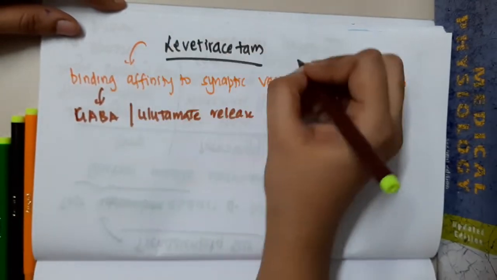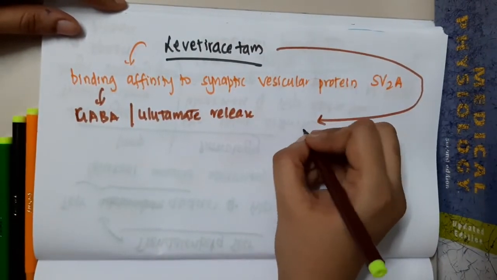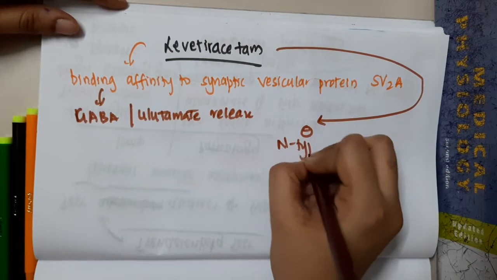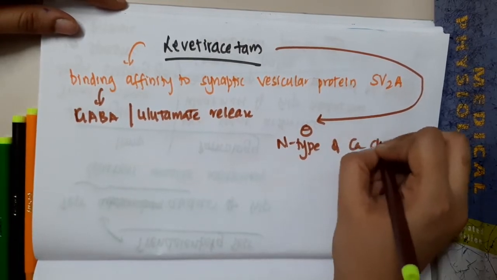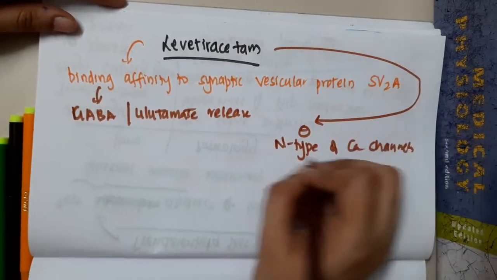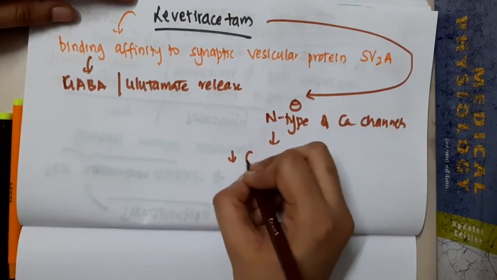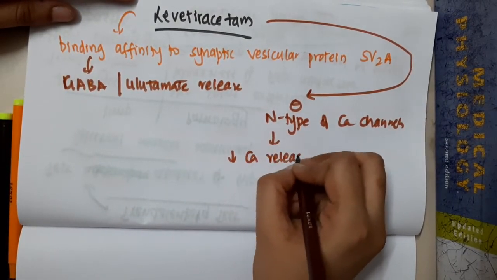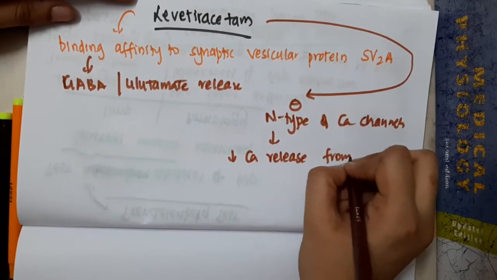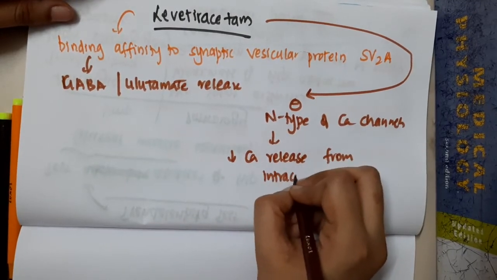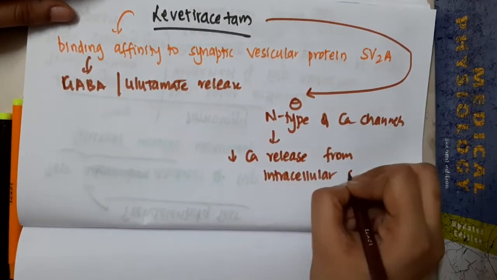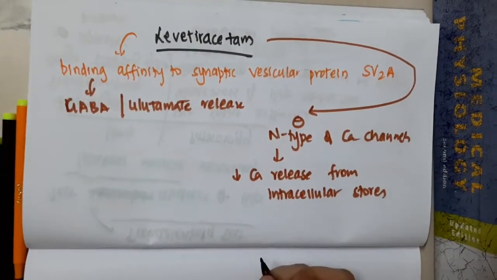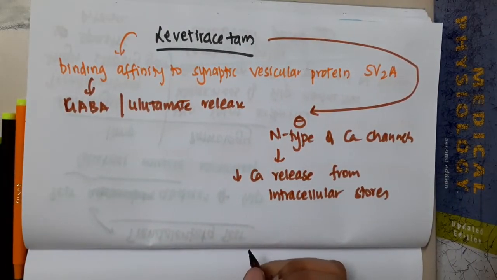This levetiracetam also inhibits N-type calcium channels. By inhibiting N-type calcium channels, it will decrease the calcium release from intracellular stores. So this is about levetiracetam.